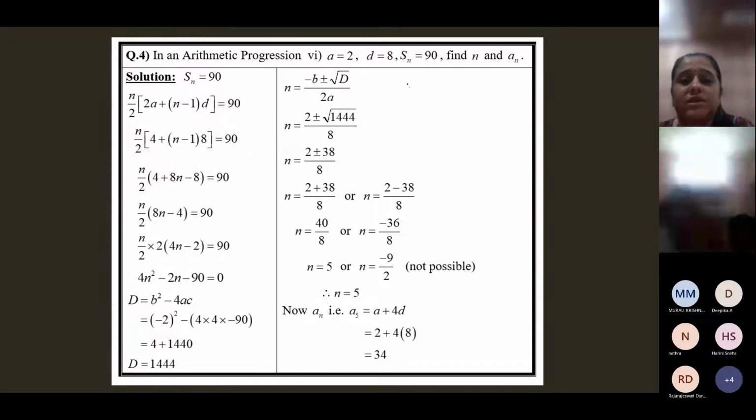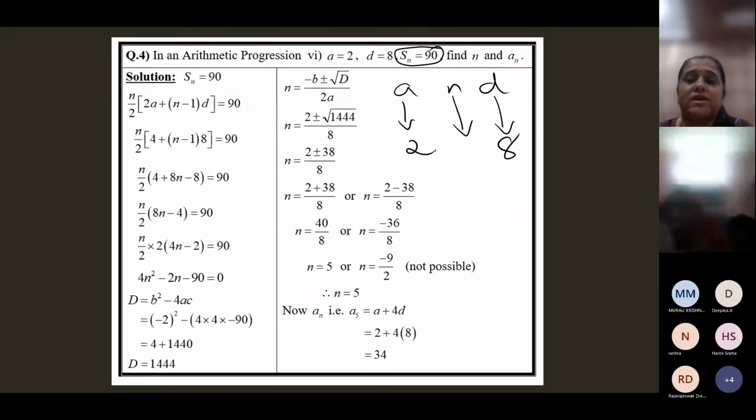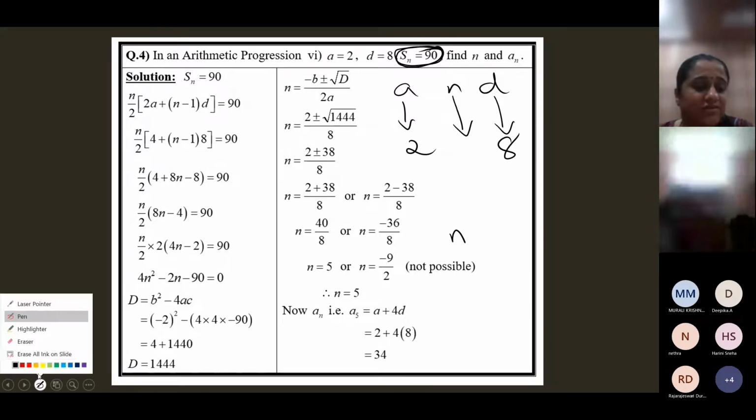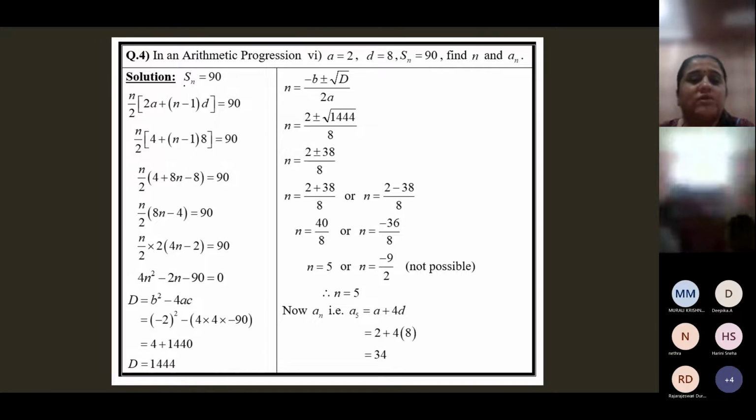All right, children. So again, A, N, and D. You know A is 2, and you know that D is 8. You do not know N because Sn is given. Sn is 90. So sum to how many terms is 90? We don't know. That N is what we have to find. Now, what is Sn? N by 2 of 2A plus N minus 1 into D is equal to 90. Sn is expanded like this, and Sn is equal to 90.